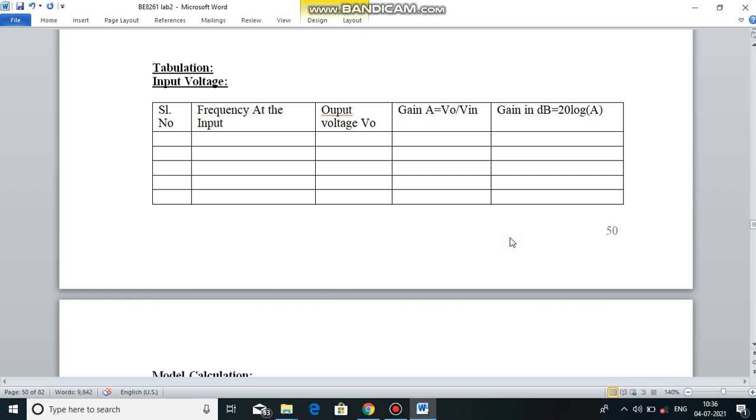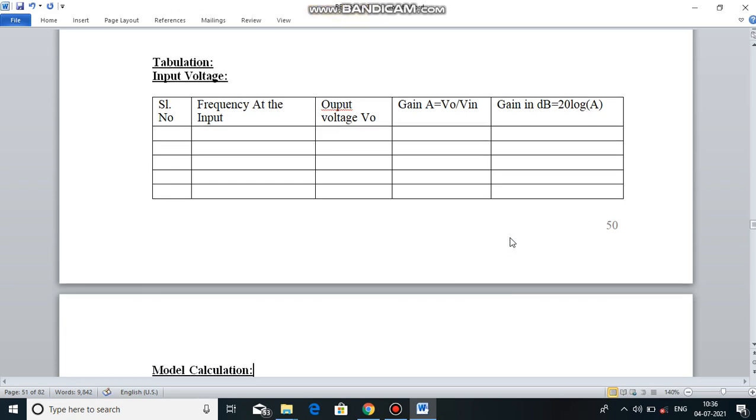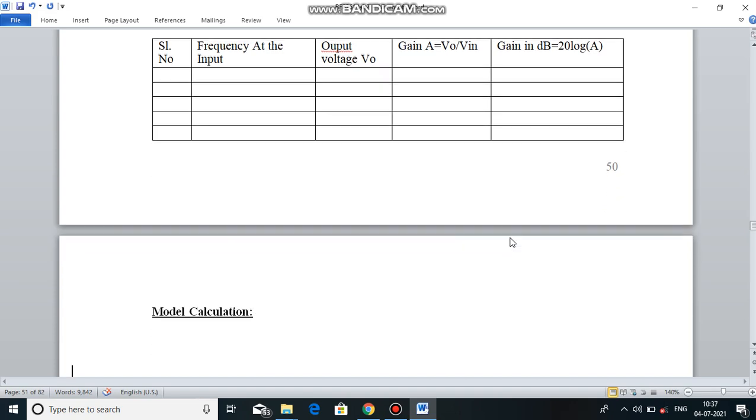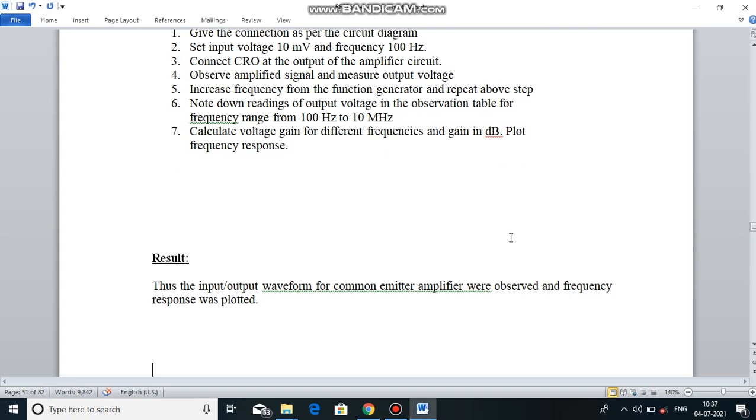In this way, you have to conduct the experiment for the transistor-based application circuit, especially the common emitter configuration type amplifier circuit. So that's all with the experiment.